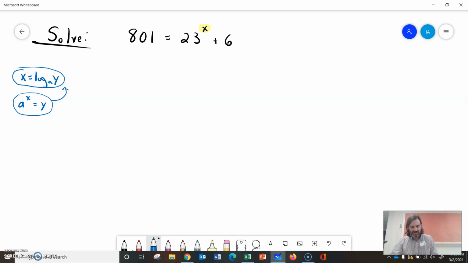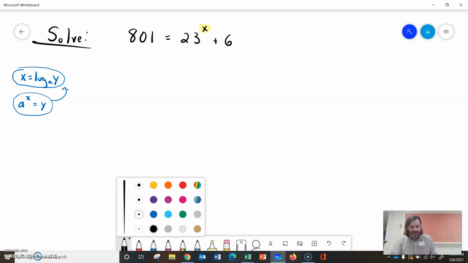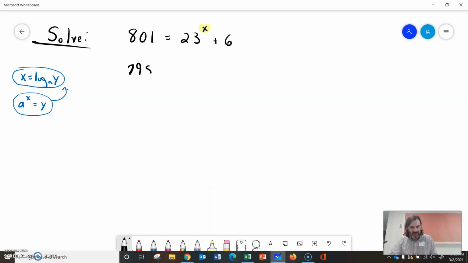So the first thing we're going to do is move this 6 over. And when I move the 6 over, I will have 795, because I'm subtracting 6, equals 23 raised to the x. Now I can apply my property from the second version down here. And I'm going to convert this over to log base 23 of 795 equals x. So that x is out there all by itself.